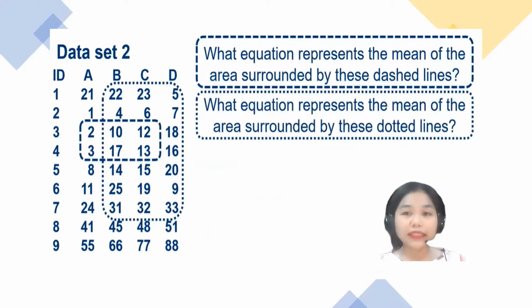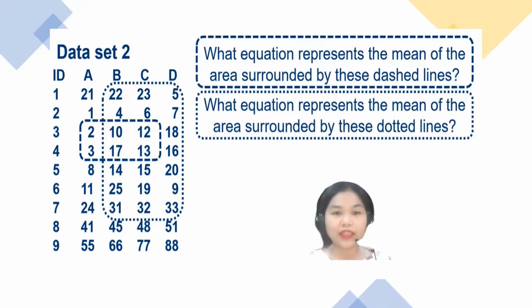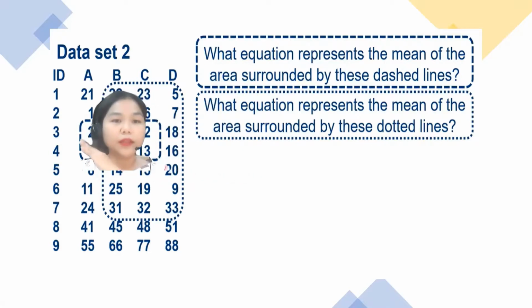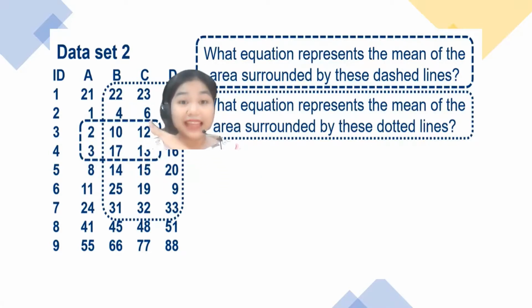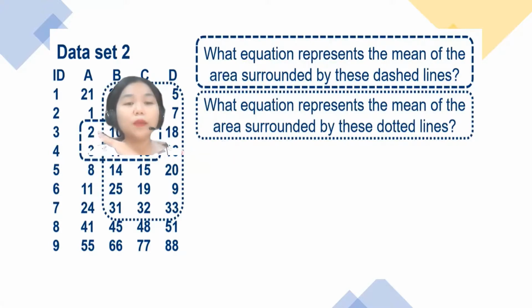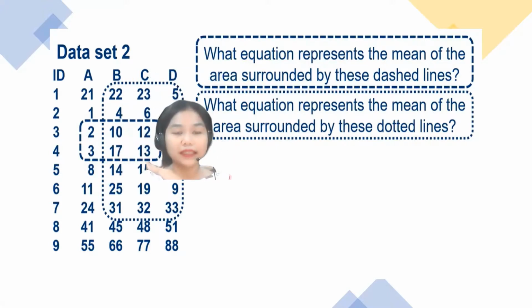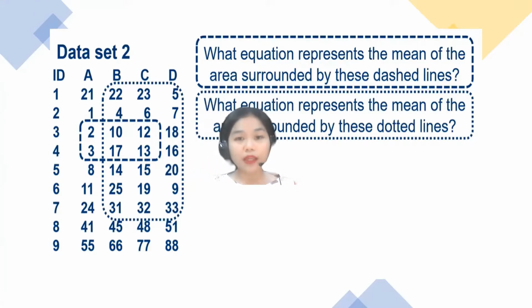What equation represents the mean of the area surrounded by this dashed line? So this is our dashed line. So what is the mean? Since it is the mean, we need to know the number of samples. So let's try counting: 1, 2, 3, 4, 5, 6. So 6 samples are included in the summation. Because for the mean, the first thing to do is to know the equation for the summation notation and then divide it by the number of samples.